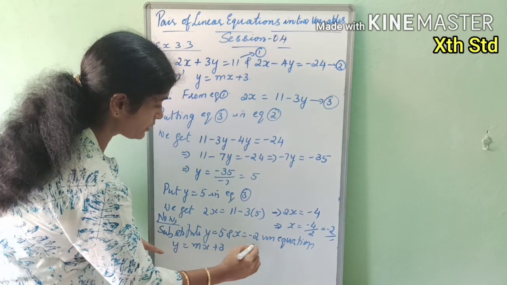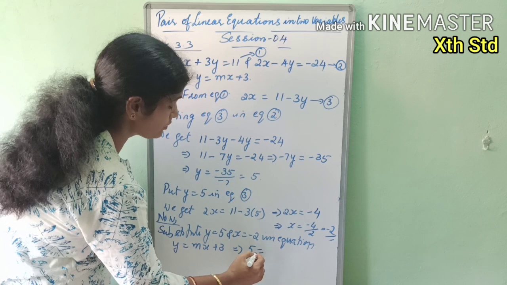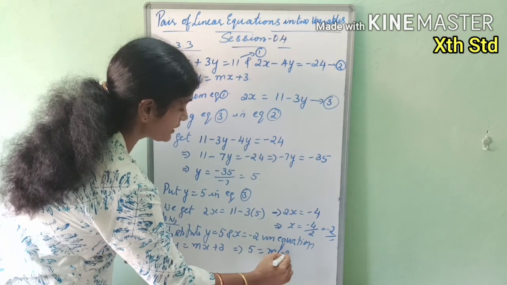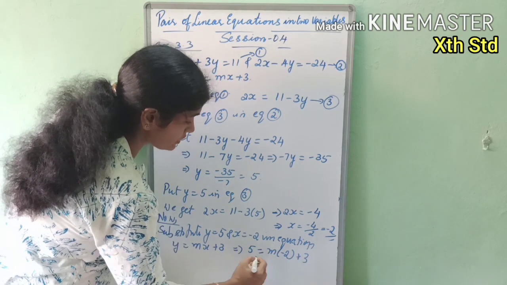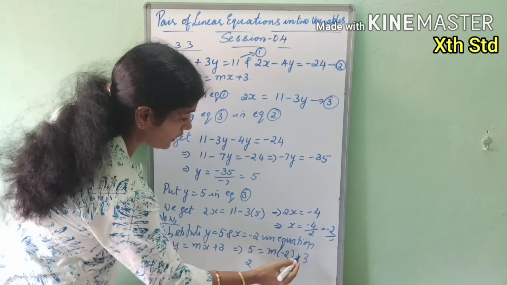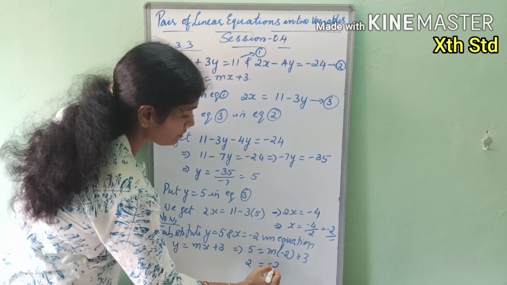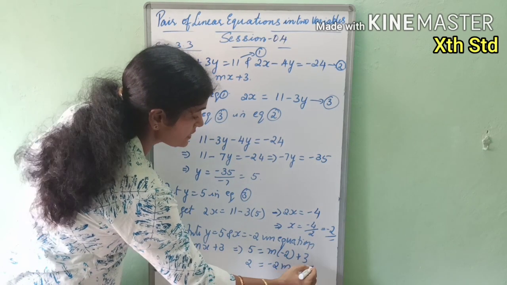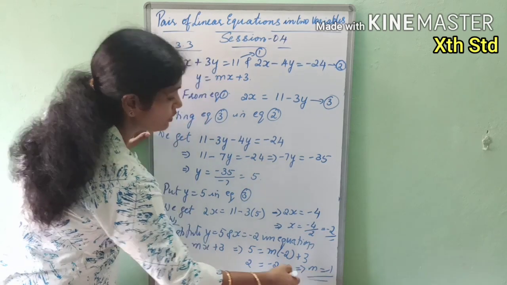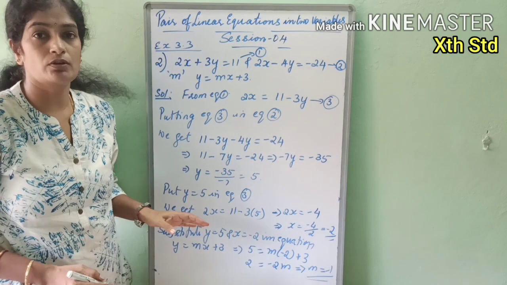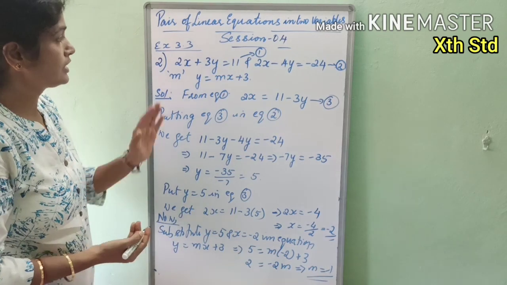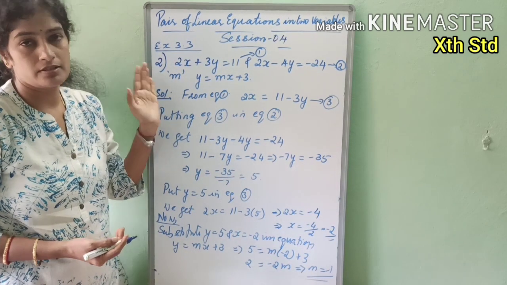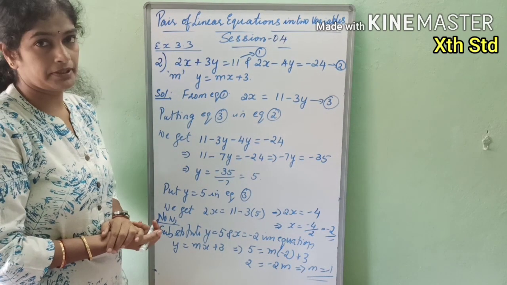Now what do we get? Y is 5, so 5 is equal to m into minus 2 plus 3. So 5 minus 3 is 2, equal to minus 2m, which implies m equal to minus 1. The value of m is equal to minus 1. Okay. So up to the second question we have completed.